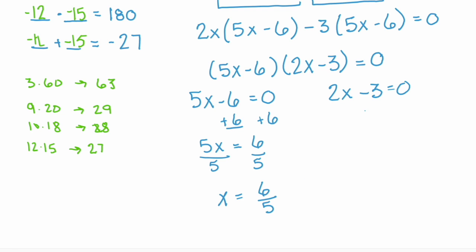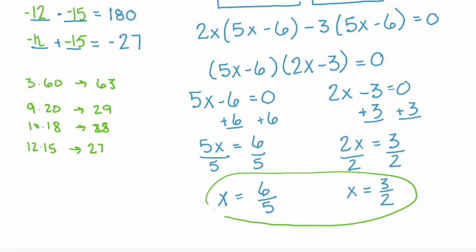And our second possibility, 2x minus 3, we'll add 3 to both sides. We have 2x equals 3. Divide both sides by 2, and the other possibility is that x equals 3/2. So those are our two answers, x equals 6/5 or x equals 3/2.